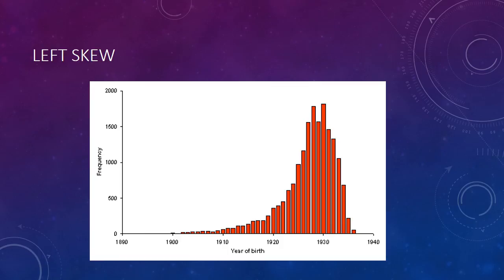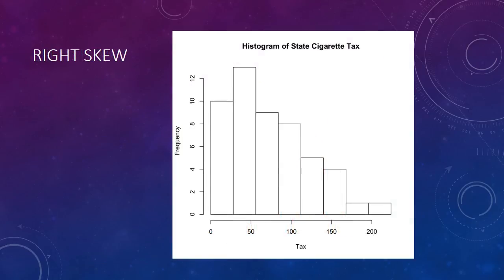Here in this example, we see birth years of Korean War veterans. Notice how the tail of the graph extends much farther to the left than it does to the right. A right skew distribution has more observations above the center, or to the right, than below. Here's the distribution of cigarette taxes again. Notice how the tail extends farther to the right than it does to the left.